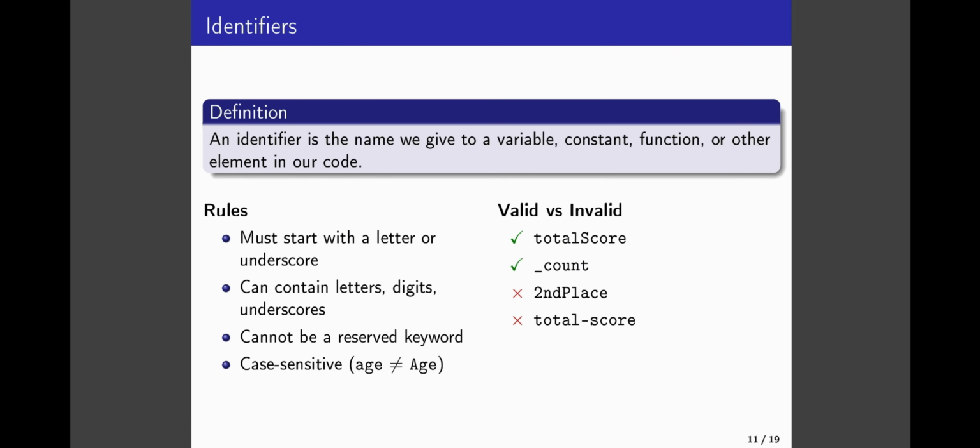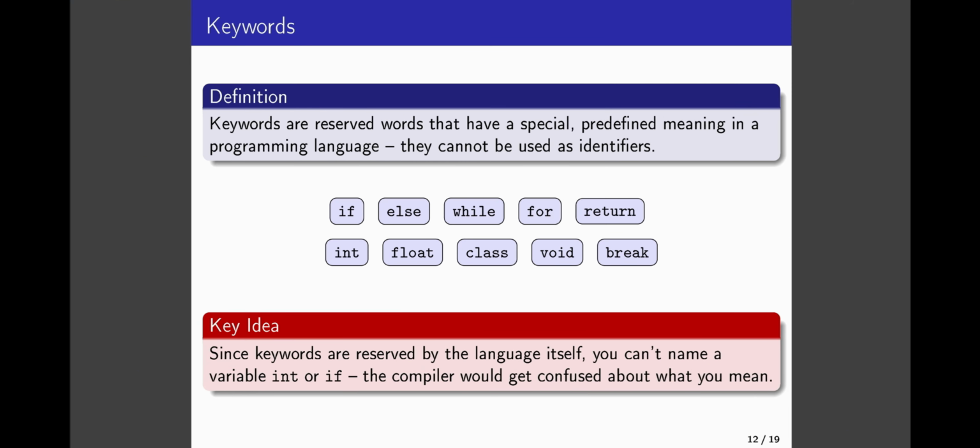So let's look at some valid and invalid examples. Here total_score and _count are both valid, but the second one is invalid because it starts with a digit, so it can't be considered a valid identifier name. And total-score is also invalid. A hyphen is not allowed, because special characters are not allowed in identifiers, except underscores only. Hope you understood what an identifier is and which rules make up identifiers.